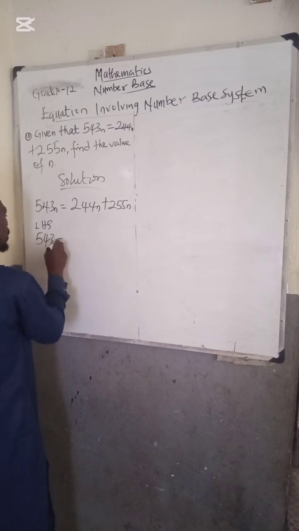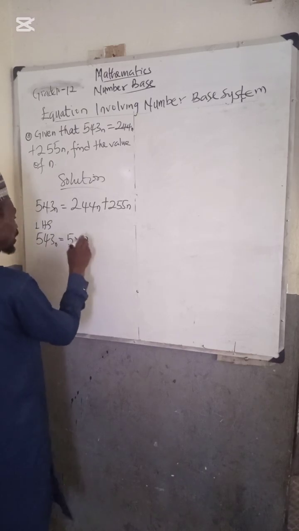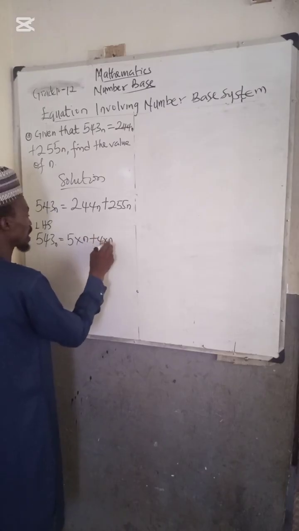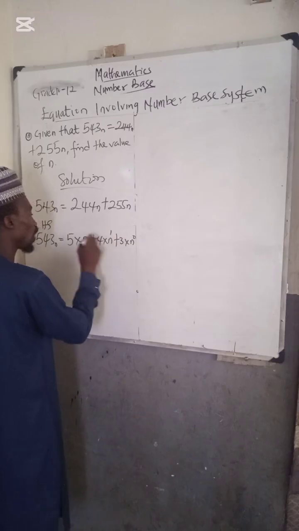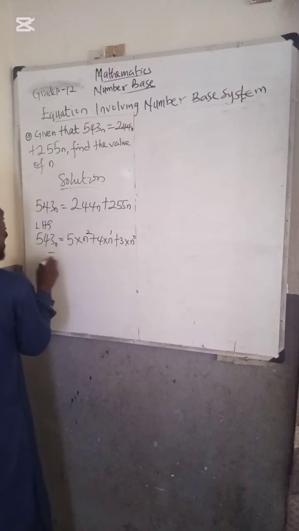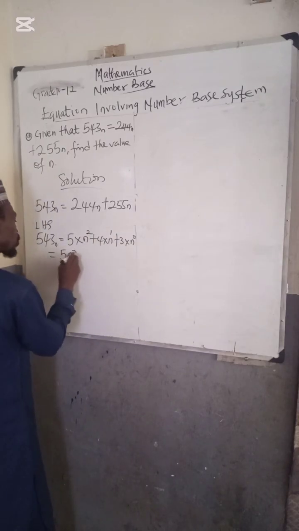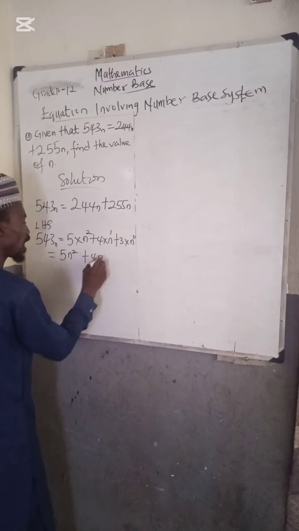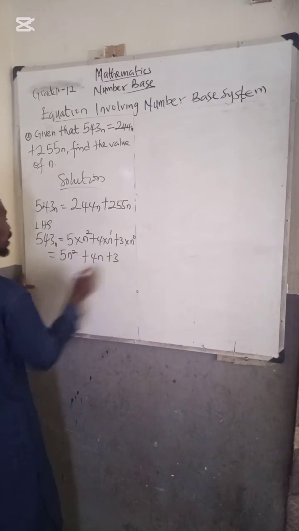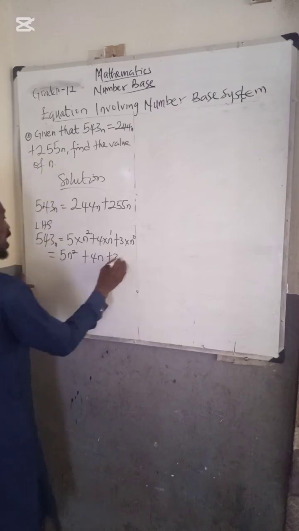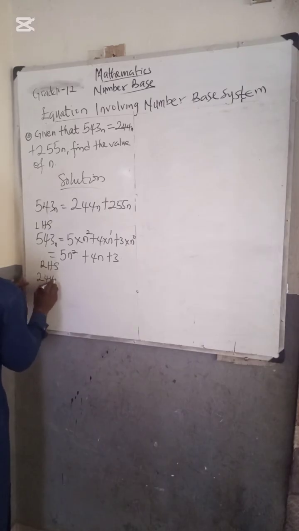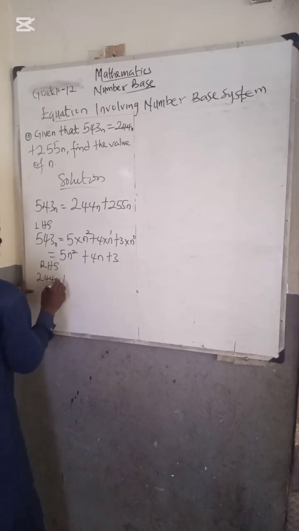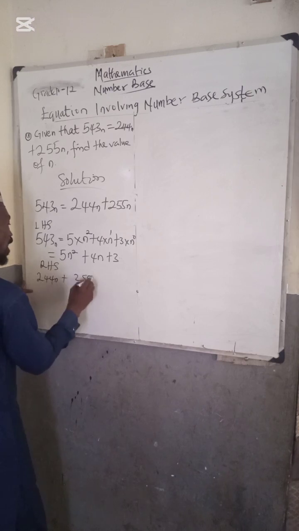543 base n is equal to 5 times n to the power 2 plus 4 times n to the power 1 plus 3 times n to the power 0. So you have 5n squared plus 4n plus 3. This is what you have at the left hand side. Now the right hand side, the first number is what? 244 base n, now plus 255 base n.